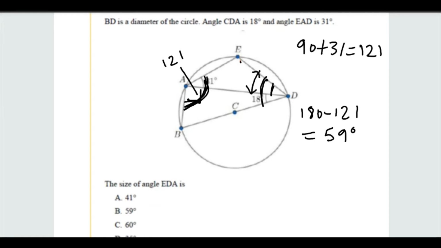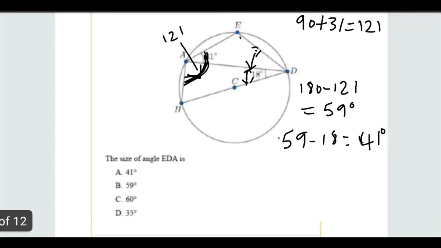And we see that they gave us this angle here as 18. Alright, let me erase some of these lines. Yeah, they gave us that angle as 18. So if that side is 18 and we want to find for this piece, we just subtract 59 subtract 18, and that will give you the size of angle EDA, and that is 41 degrees, right? So that angle there is 41 degrees, which is A.